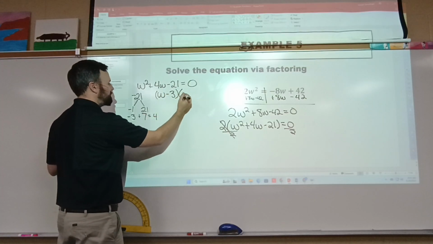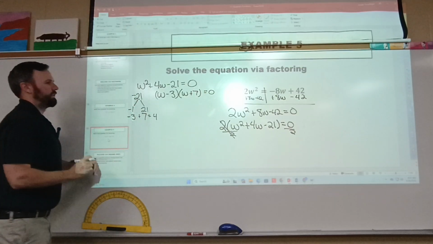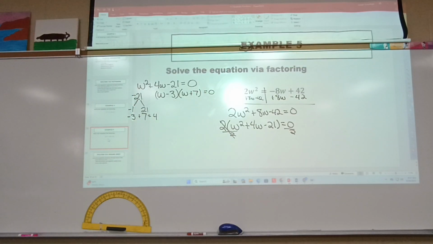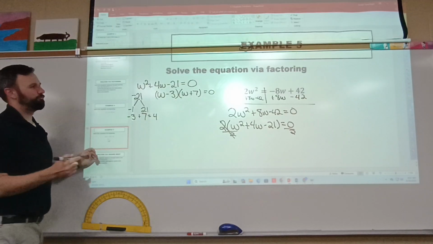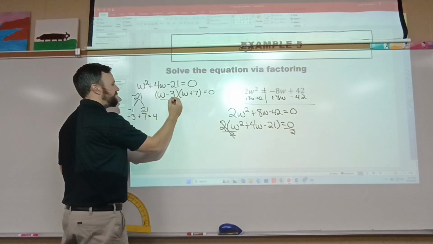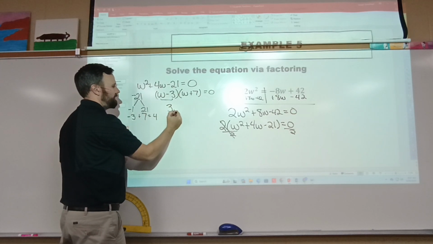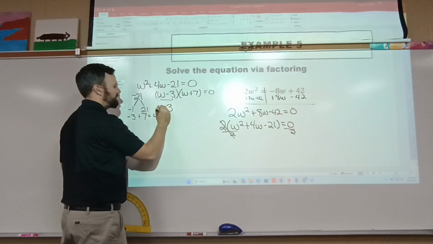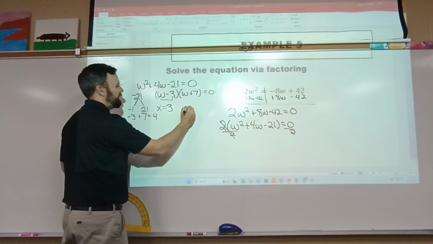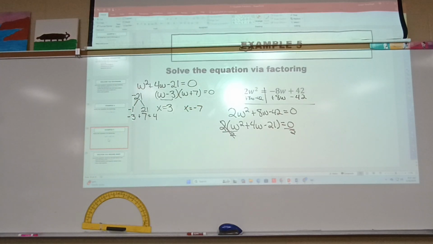So it factors into w minus 3, w plus 7. So what are my two zeros then? Are they negative 3 and positive 7? No. What minus 3 is 0? 3. What plus 7 is 0? Oopsie. Don't write like that. x equals 3. x equals negative 7. There we go.